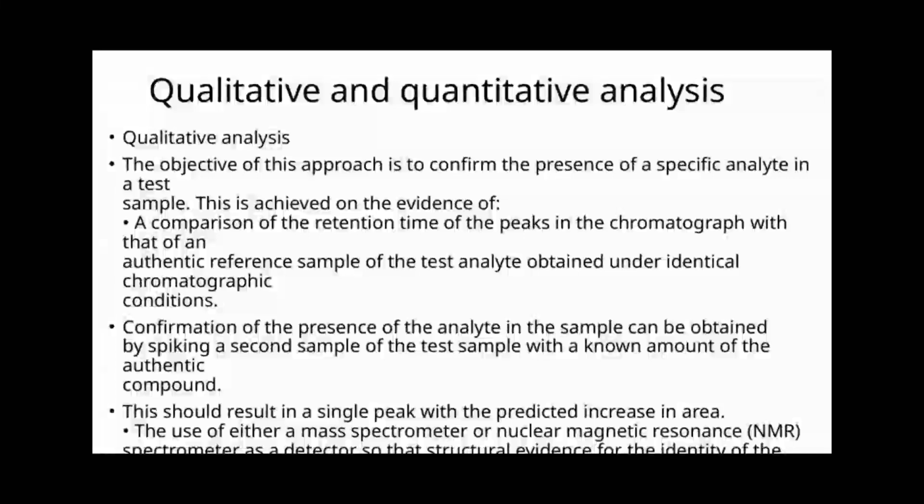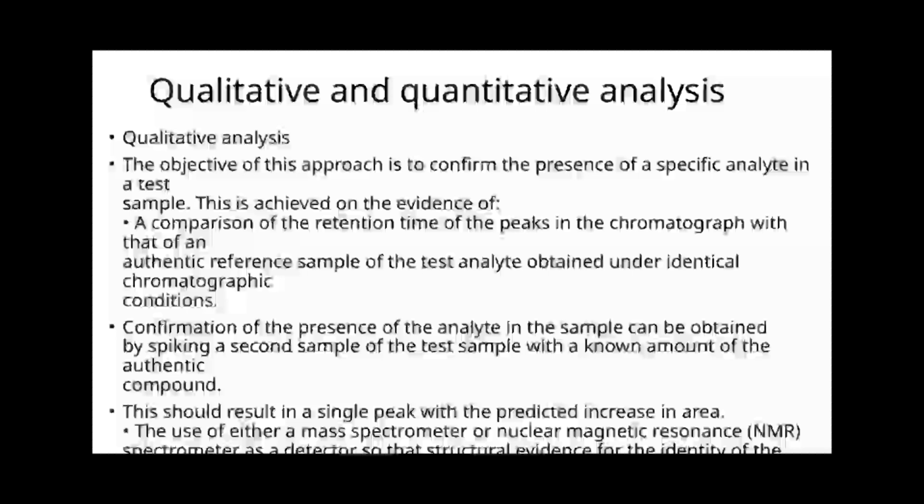Additionally, structural confirmation can be achieved using advanced detectors like a mass spectrometer or an NMR spectrometer. These tools provide structural evidence, giving us a more definitive identification of the analyte responsible for the peak. Connecting this to our overall theme, qualitative analysis is crucial because it not only detects the presence of a compound, but also confirms its identity, ensuring the reliability of our analytical results.